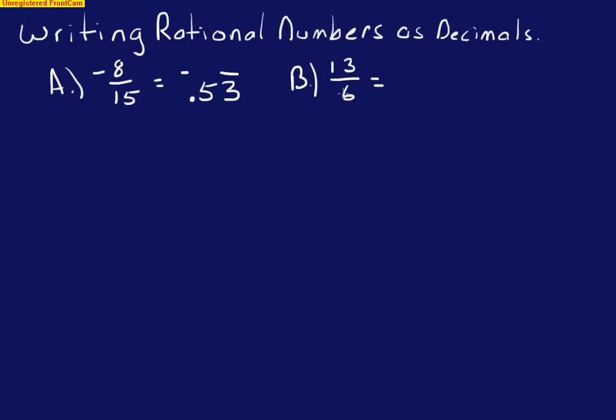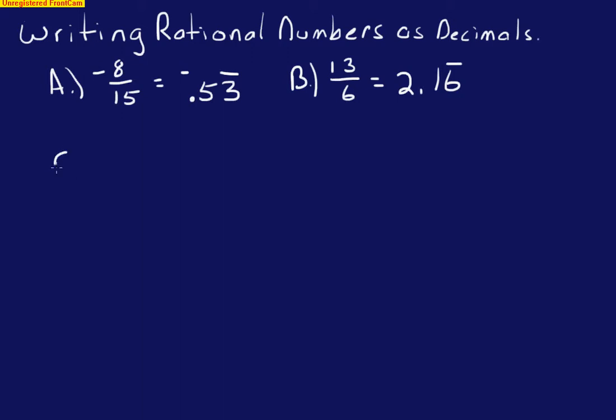So same process, we just divide the top, the 13, by the bottom, or the denominator, by 6. And if you do that, you're going to get 2.16, and on this one the 6 keeps on repeating, so we want to put the bar over the 6. Okay, this was positive, so I don't need to do anything with the sign. It's just that's the answer, positive.